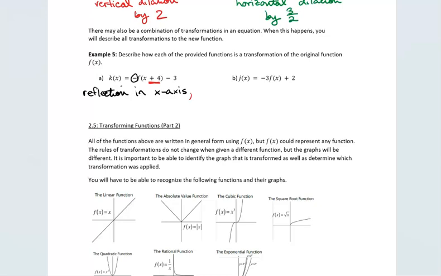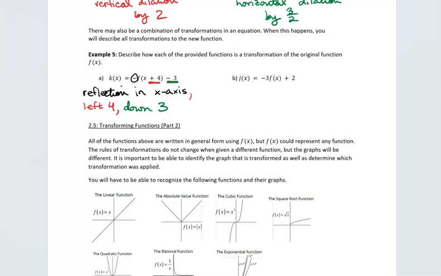The plus 4 is actually a movement to the left 4 because it's on the inside, so we do the opposite sign of what's there. Then we have this minus 3, which is moving down 3. Okay, so whenever you have a combination of things, you have to describe all of those things. If you don't describe all of them and you miss one, that's when we're going to have to start taking off points because you don't know what's happening to the graph.